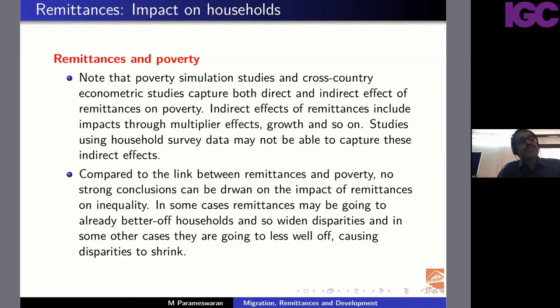But the household-level studies cannot capture the indirect effect, because we are considering only that household, whether those households having remittances are poor or not. That is the one issue.